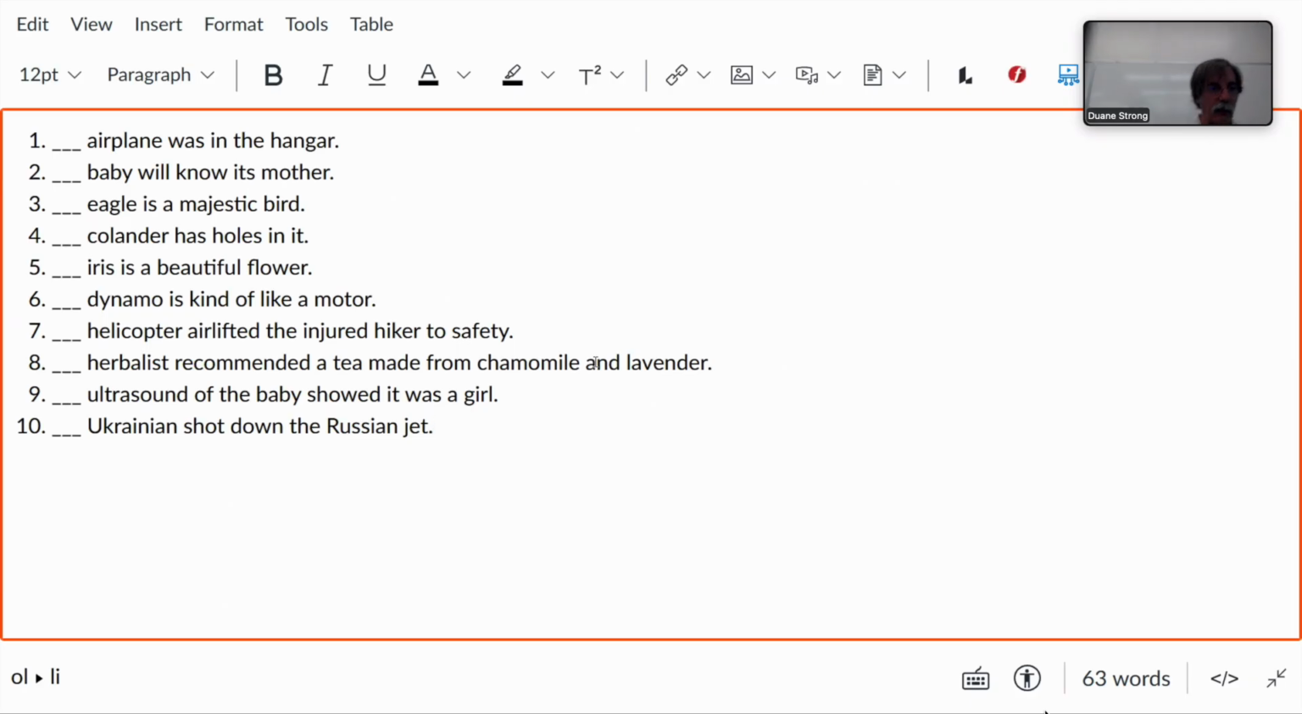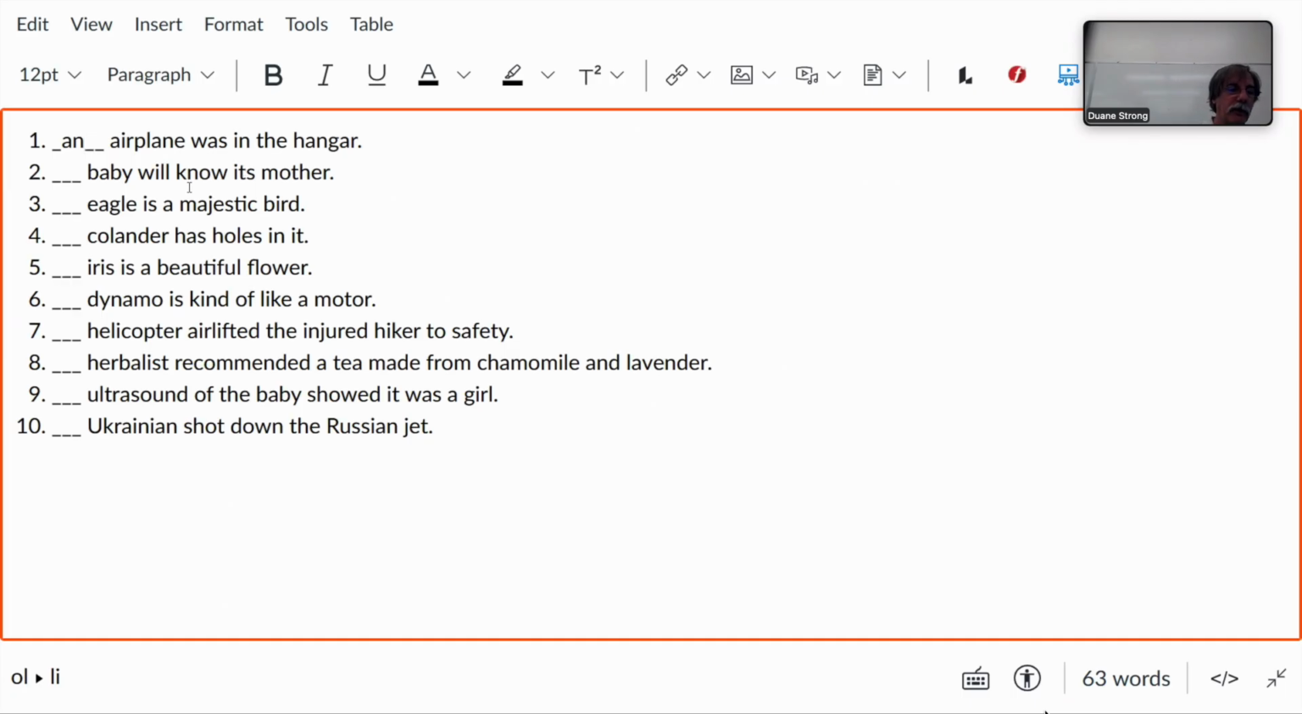So, blank airplane was in the hangar. Is it "a" or "an," and why? An, yes. Why? An airplane was in the hangar. Airplane starts with the letter A. A vowel, right? How about this one?